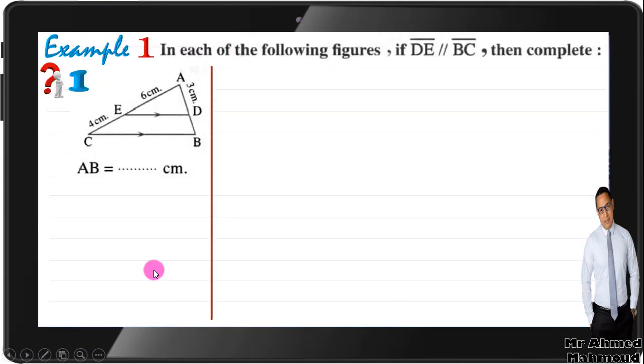Here in this example, in each of the following figures, DA is parallel to BC, then complete. Okay, now I need to find the length of AB. First, I'm going to call this one X.